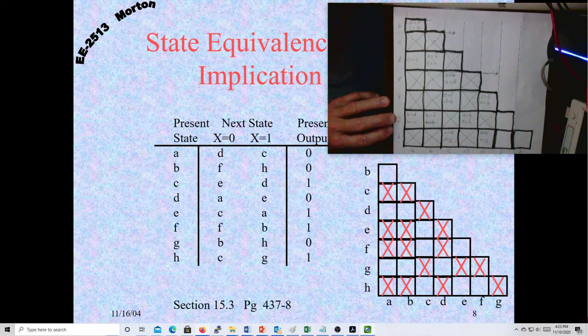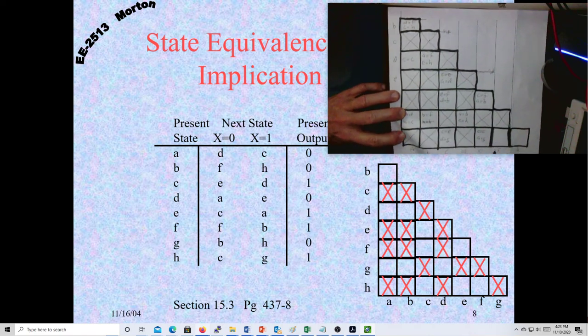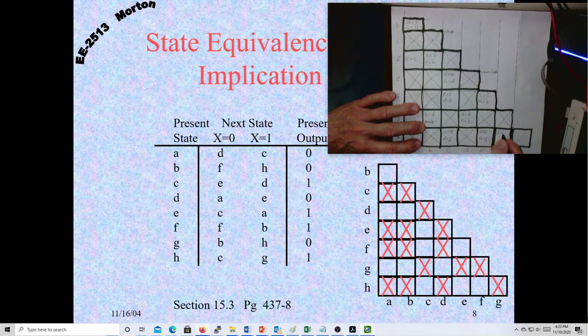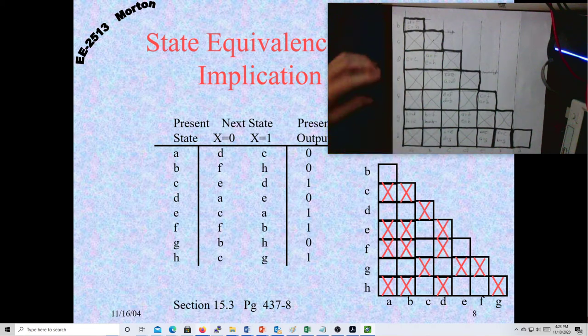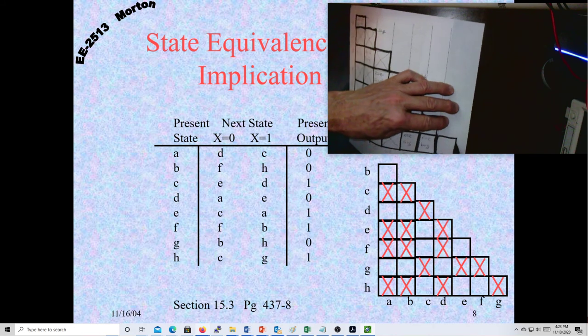And finally, we have F. F and G, not possible. F and H, F has to equal C, and B equals G. And then finally, G and H, not possible because they have different outputs. So we will cross that out.